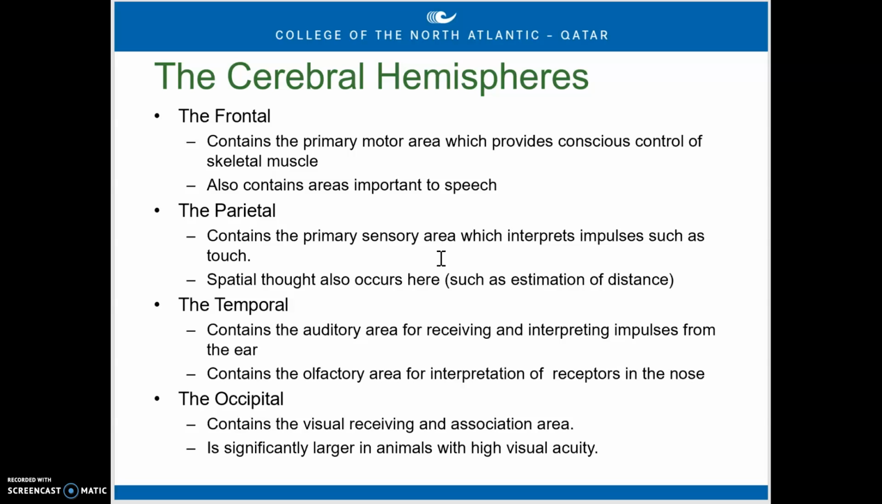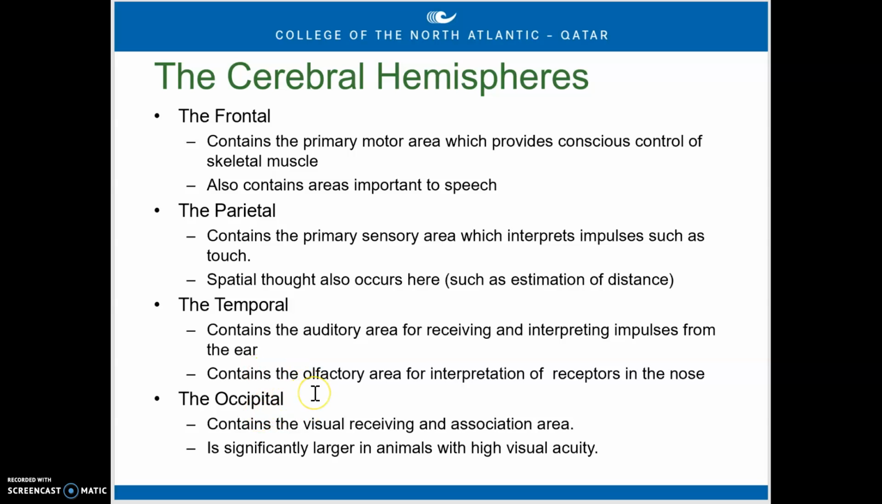The temporal lobes, this is where we're going to process auditory data, so the impulses we receive from the ear, sound, vibration. It also contains the olfactory area, which is where the receptors from the nose will be processed. So the temporal lobe will process not only sound, but it'll also process smell as well.